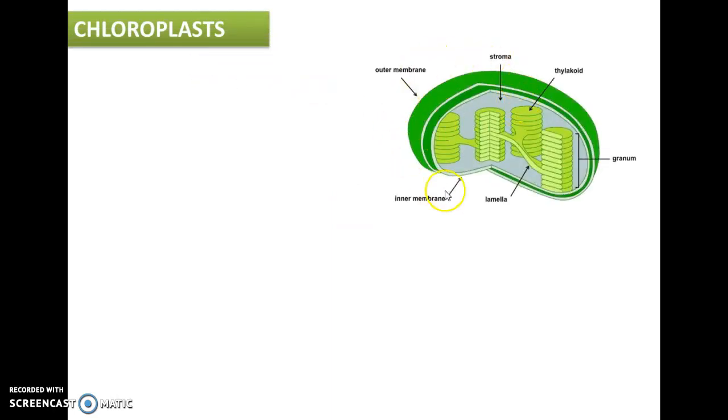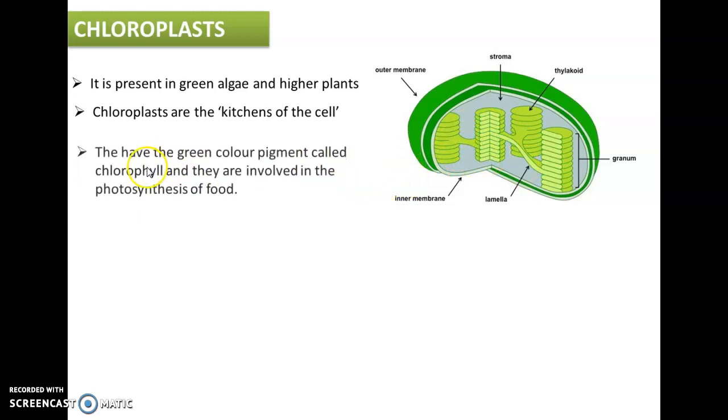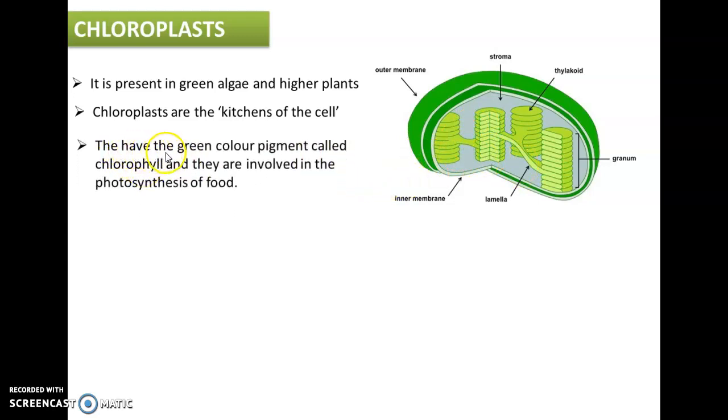Now let us discuss what is chloroplast. Here is the structure of chloroplast. Chloroplasts are present in green algae and higher plants. Chloroplasts are called the kitchen of the cell. Why? Because the chloroplast is the site where the plant performs the process of photosynthesis. They have the green color pigment called chlorophyll, and they are involved in the process of photosynthesis, and that is why it is called the kitchen of the cell.